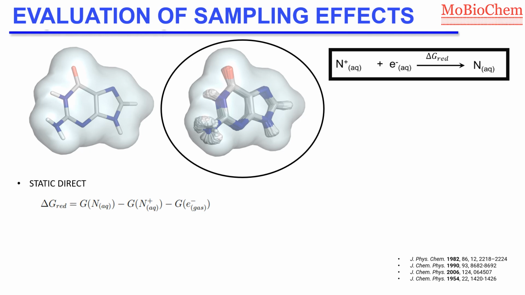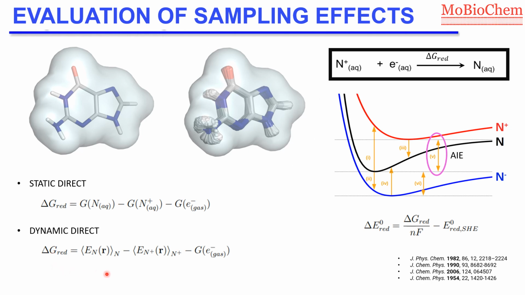Let's take the initial definition of the reduction free energy. Free energy of each species can be averaged from the ensemble of configurations obtained through classical molecular dynamic simulations. This methodology, named dynamic direct approach, also employs the adiabatic ionization energy as all the static methodologies.